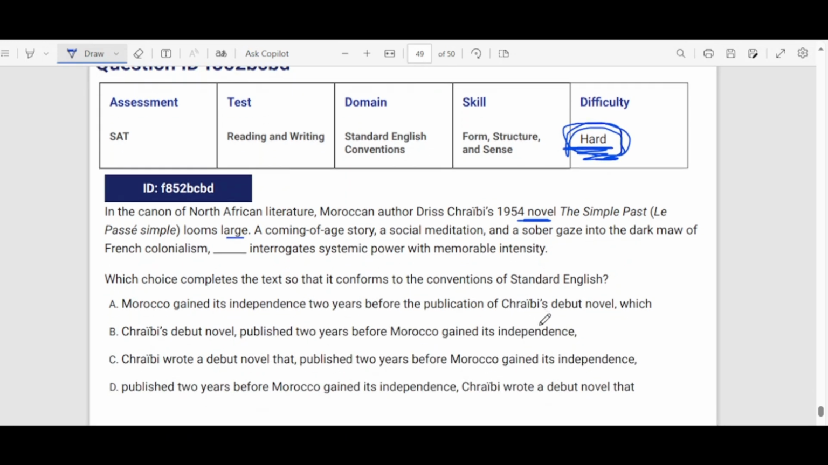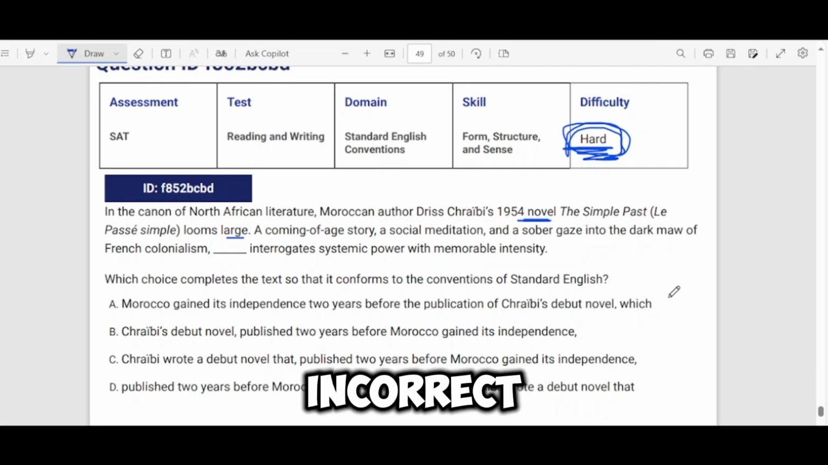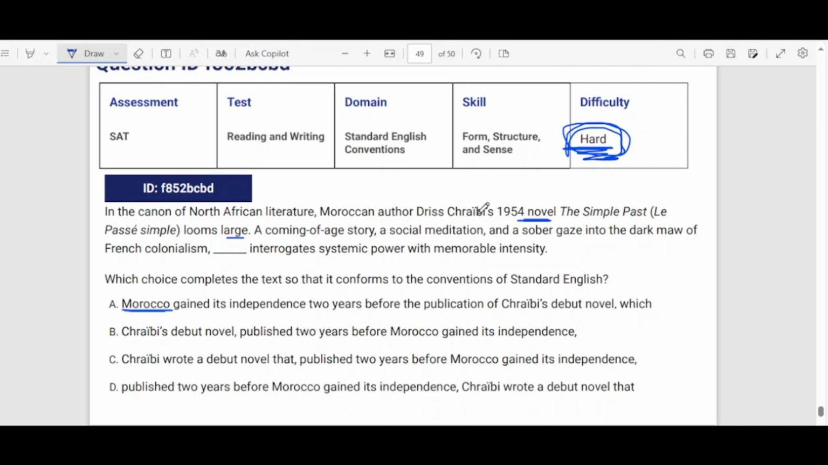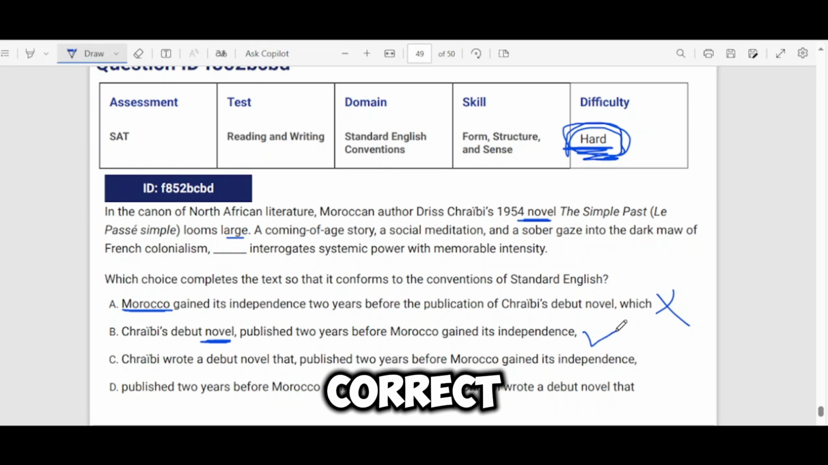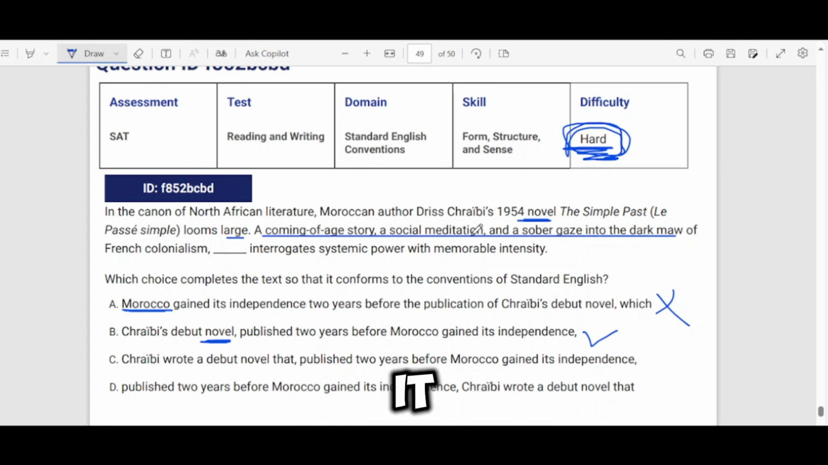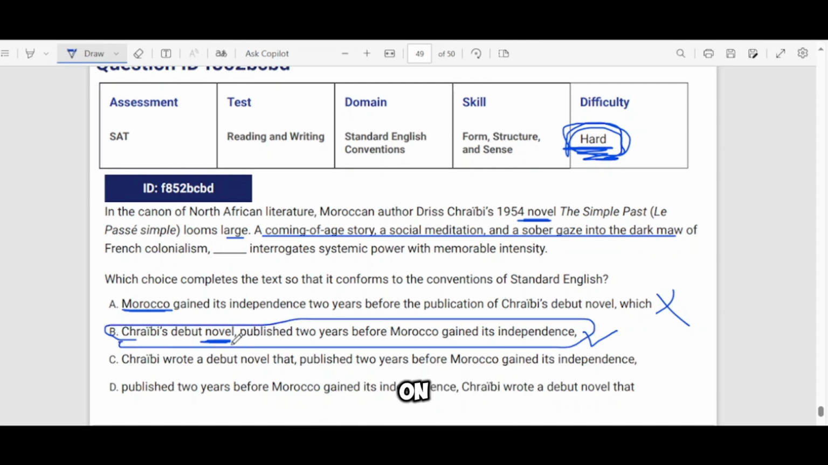Okay, so let's see the answer choices. Morocco gained its independence 2 years before the novel turned up. No, this is incorrect. We're not talking about the state Morocco. Okay, we're talking about the novel. This is incorrect. Chraibi's novel published 2 years before Morocco gained its independence. This is correct. Why? Because we're talking about the novel here. A coming of age story, a social meditation, and a sober gaze into the dark. What is this sentence describing? It is describing the novel. Alright, so this one is correct. Alright, so moving on to the next type.